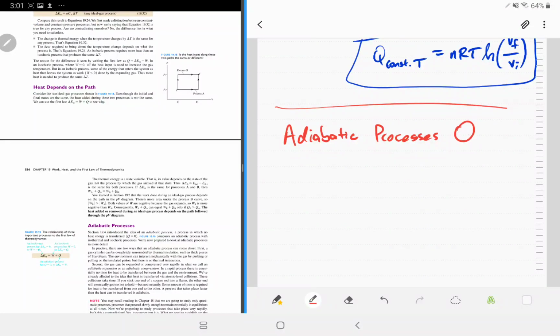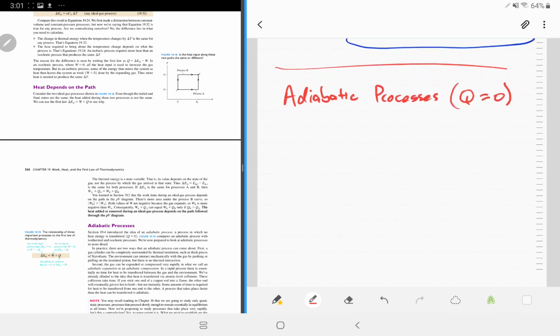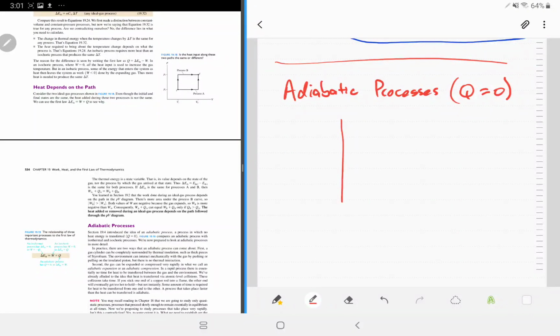And these are ones where you can take as the definition, so what does the word adiabatic mean? It means dQ is equal to 0. The heat, there is no heat transfer into or out of the gas. So this is a totally new process.